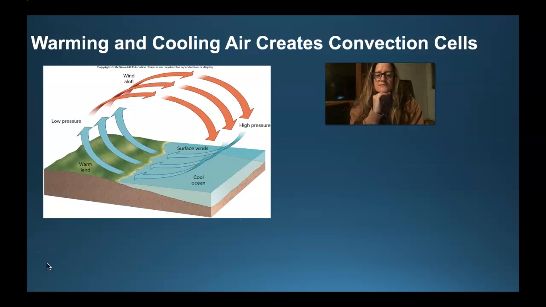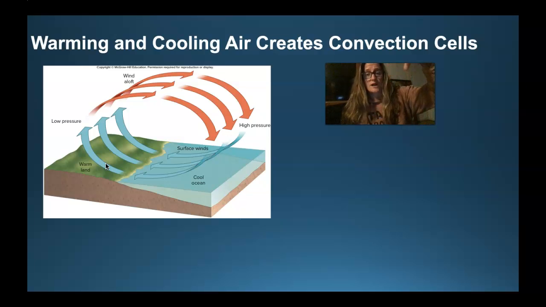Cool sea breezes come off of the ocean and intersect with the warm land. That warmth allows that air mass to rise. So the warm air is rising, and when it rises, it creates a low pressure system. Low pressure is going to be underneath it because the air is going up.